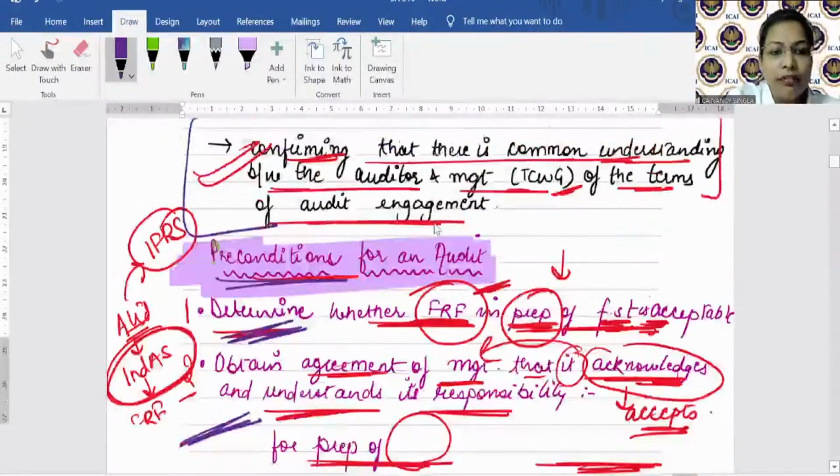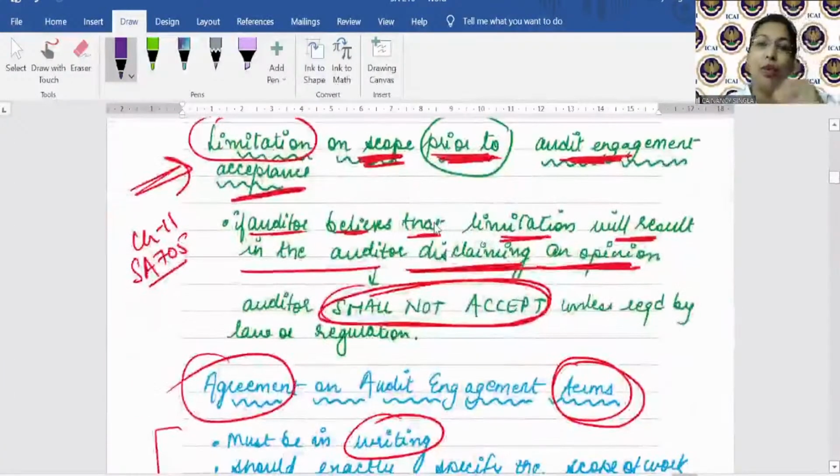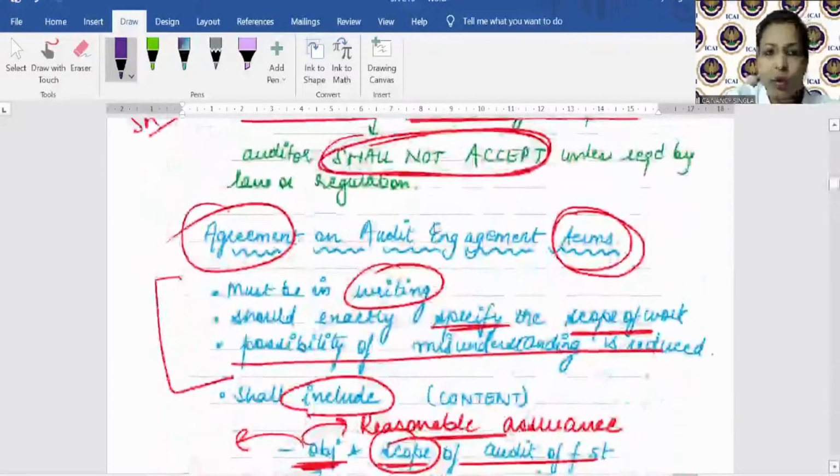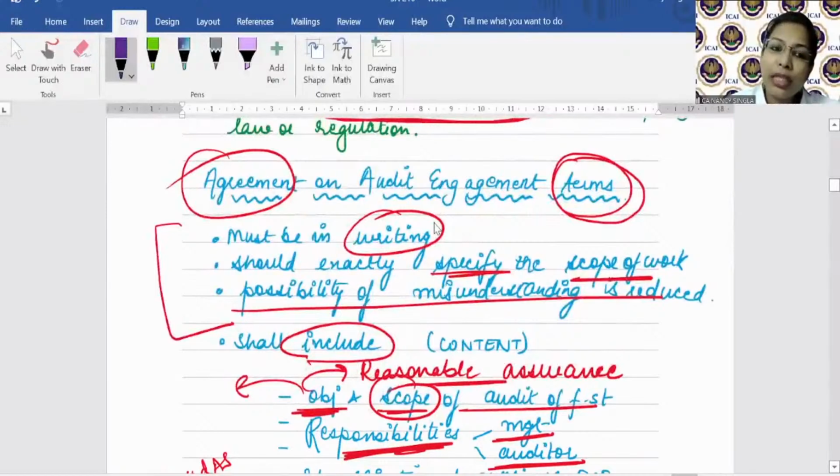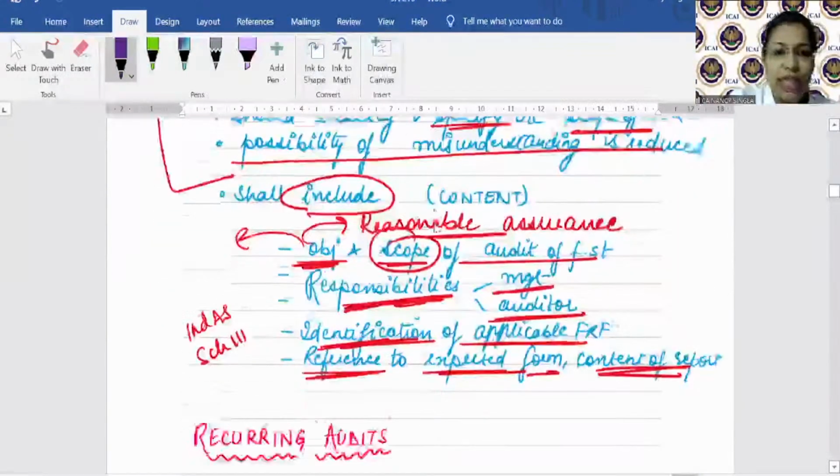ठीक है. Then we saw that if any limitation is imposed prior to the audit engagement, तो फिर accept थोड़ी ना करना. Auditor shall not accept unless required by law regulation. And what will be the terms? Writing में होना चाहिए, misunderstanding avoid हो जाएगी इससे. And it shall include what?